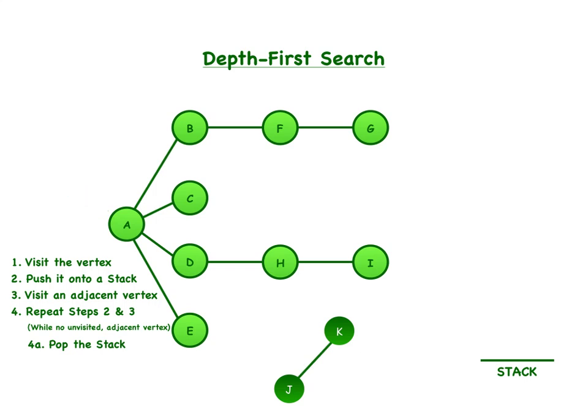Now, notice that the algorithm completed without us ever visiting J and K. That tells us that J and K are not reachable from vertex A. And then lastly, in summary, the order of visitation in this case was A, B, F, G, C, D, H, I, and E. This was the order that the vertices got marked as visited as we performed the algorithm.